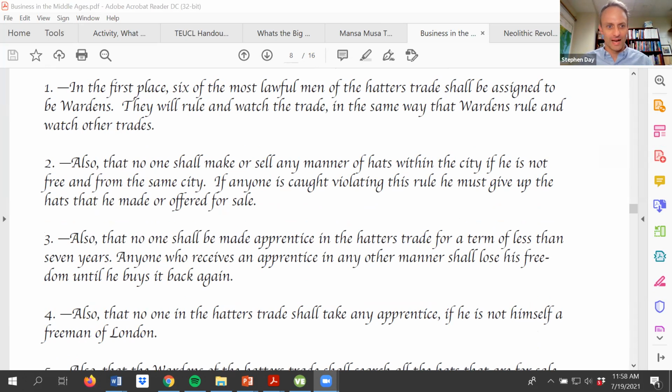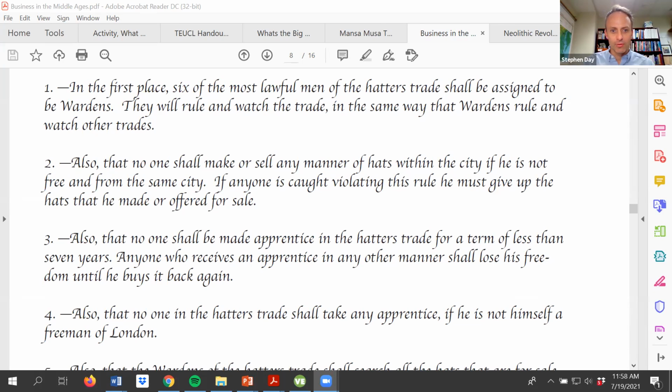Okay, yeah, so there was a warden. I was the warden. What about number 2? No one shall make any hats if he is not free or of the same city. Did that correspond to this activity at all? Not really. You had to be in your group, I guess. Oh, because a lot of us are from different cities. Yeah. Well, you couldn't very well move from group to group on my Zoom call.